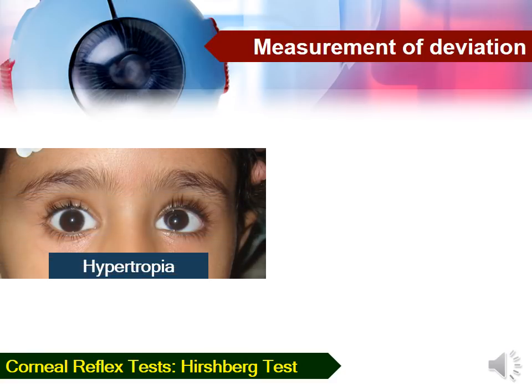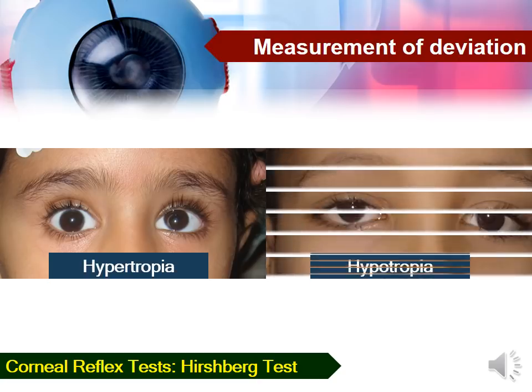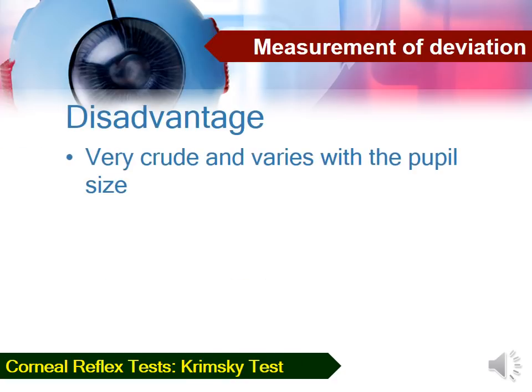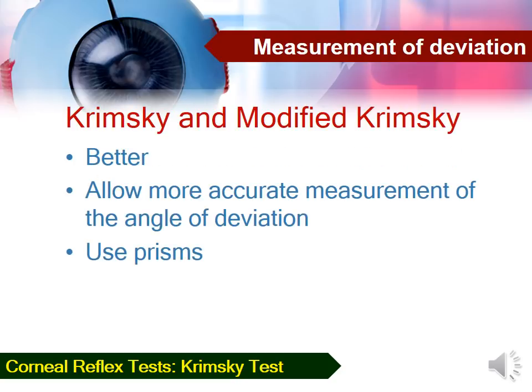In hypertropia, the eye is deviated up and the corneal reflex is displaced inferiorly, while in hypotropia, the eye is deviated down and the corneal reflex is displaced superiorly. The Hirschberg method is a crude method, and variability in the measurement might occur because of differences in the pupil size. The Krimsky and the modified Krimsky methods are more accurate corneal reflex methods. They allow more accurate measurement of the angle of deviation using prisms.